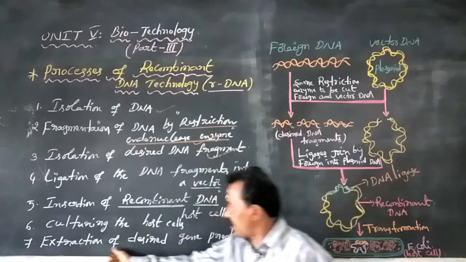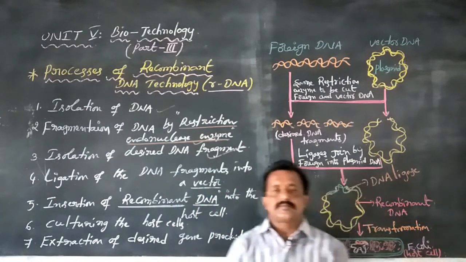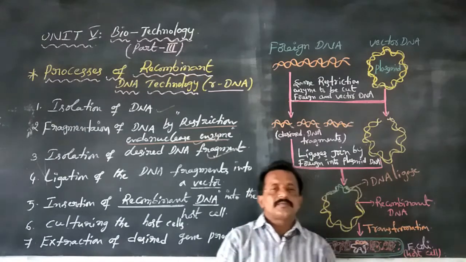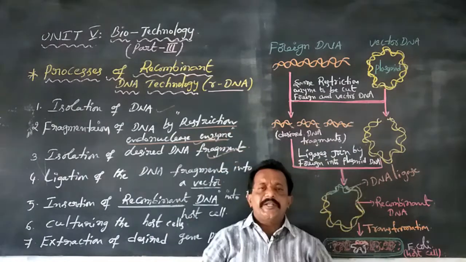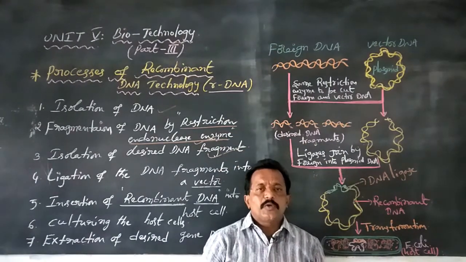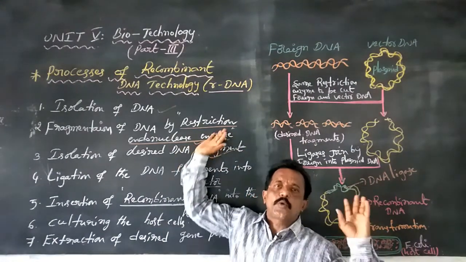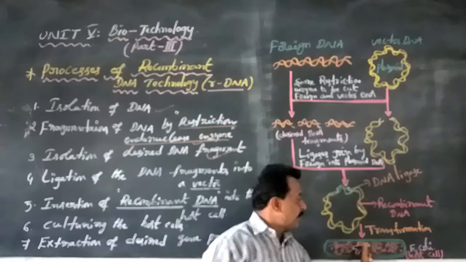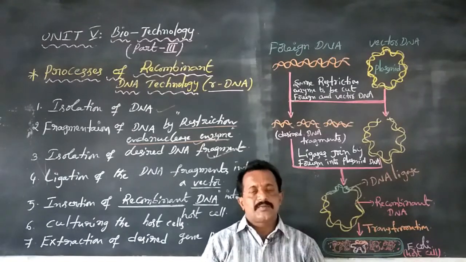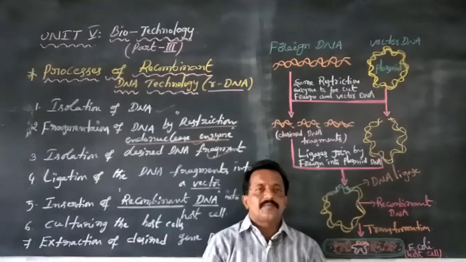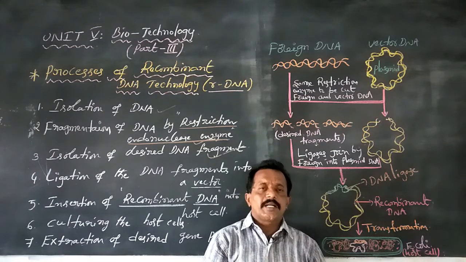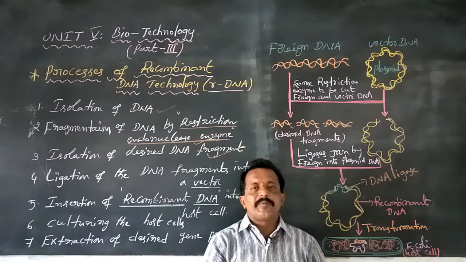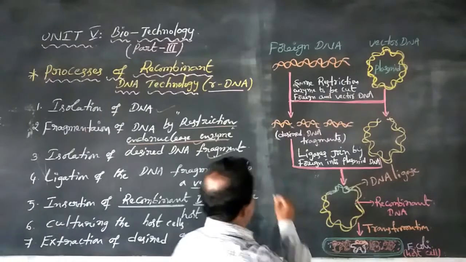Next one here, extraction of desired gene products. Finally, the aim of all recombinant DNA technology is to produce one desirable protein. So the production of large quantities of proteins and enzymes requires one scientific equipment, that is the bioreactor.